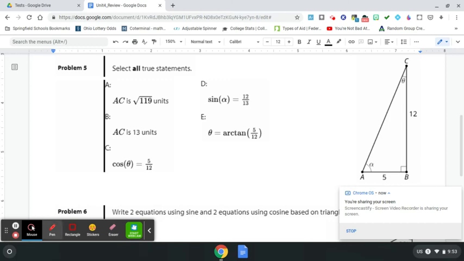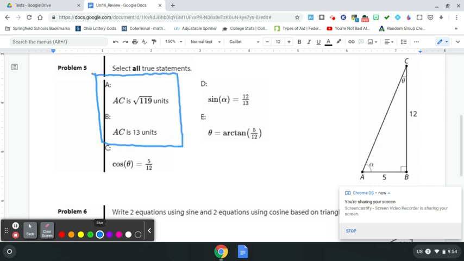Problem number 5. On problem number 5, the first couple of questions here on A and B focus on the Pythagorean Theorem. So let's set up our Pythagorean Theorem here. I draw my arrow through the right angle box. That points towards the hypotenuse. So that's C. So I'm going to call 5 A and 12 B.